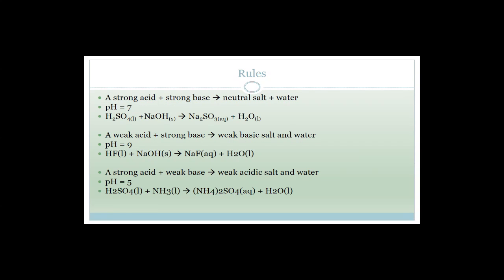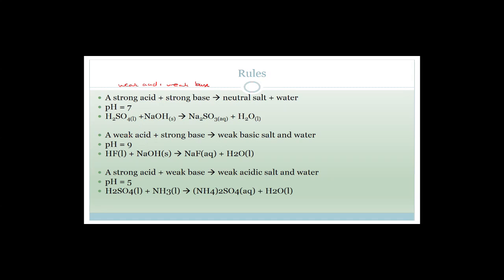So here are some of the rules that you need to understand, and it all has to do with the strength of the acids and bases as you work through it. If you've got a strong acid and a strong base, or a weak acid plus a weak base, in other words, if they're the same strength, then you end up with a neutral salt plus water. Okay, your pH is going to be 7. So for example, if you've got sulfuric acid and sodium hydroxide, these are nice strong ones, you end up with sodium sulfate plus water. And that is a neutral salt.